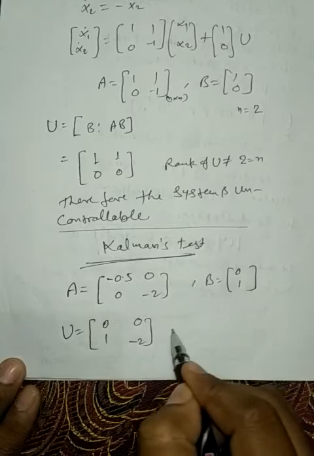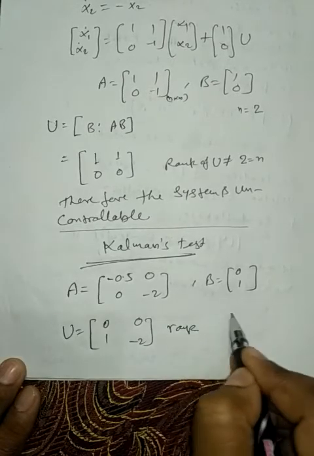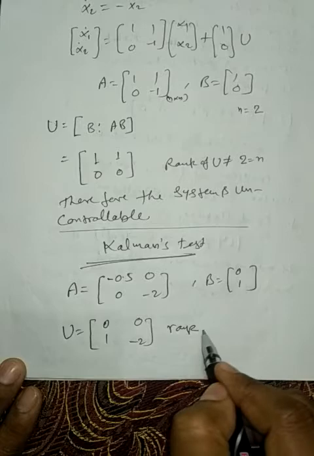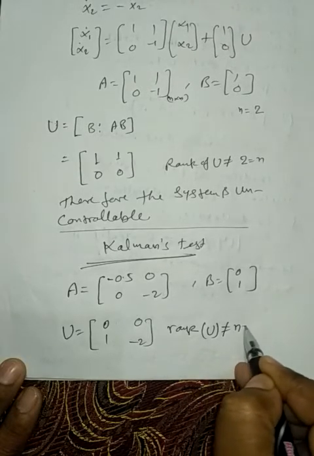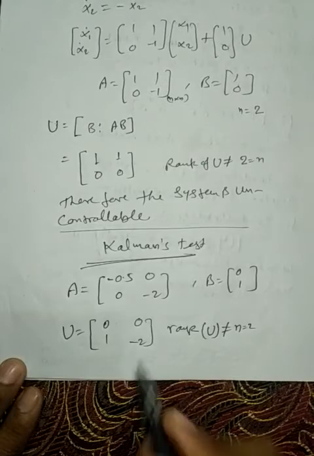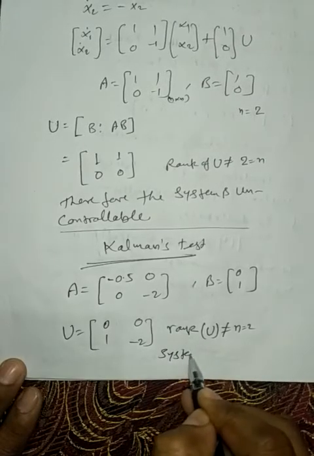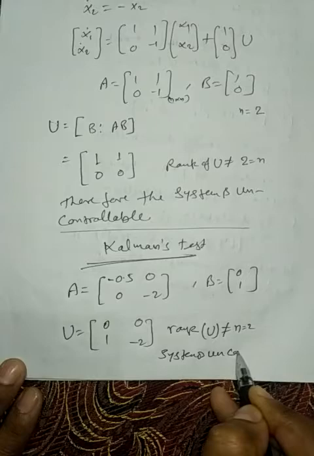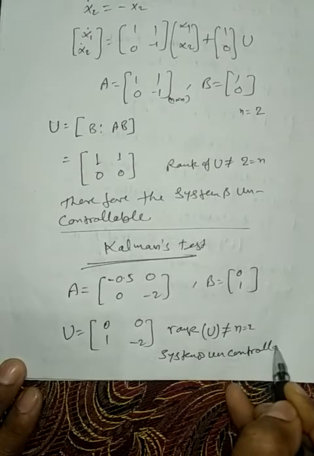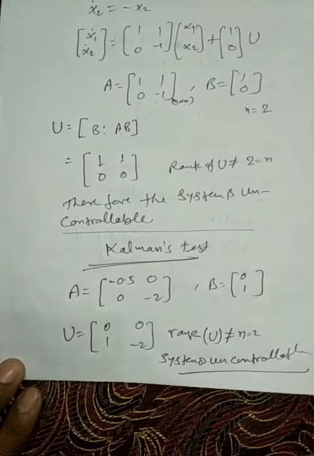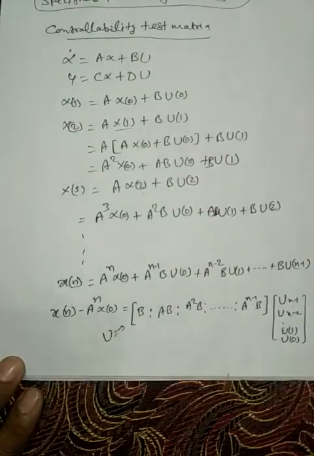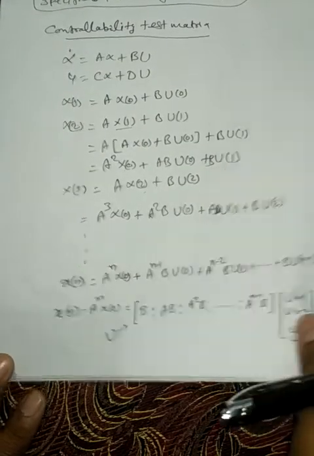Again, the rank of U is not equal to n, or 2. Therefore, the system is uncontrollable. Therefore, the system is uncontrollable, right?